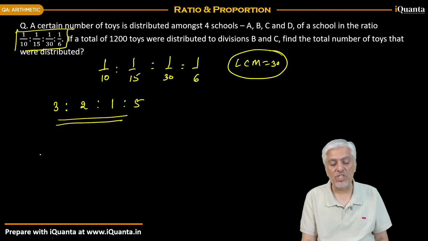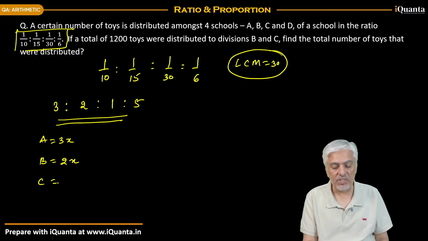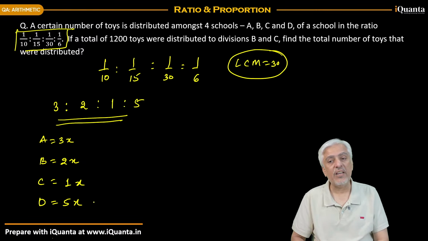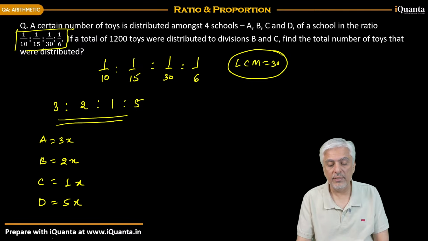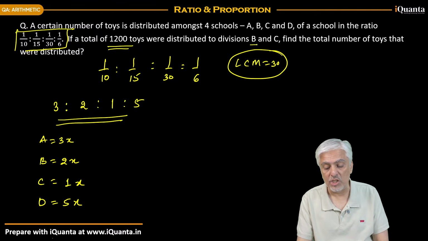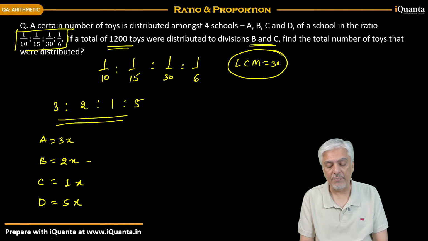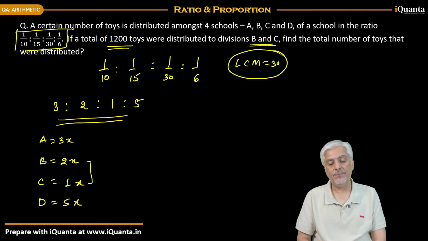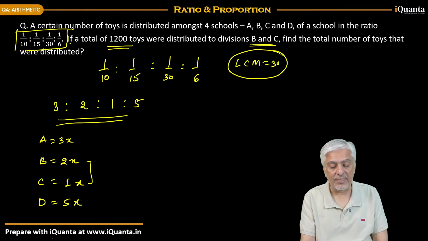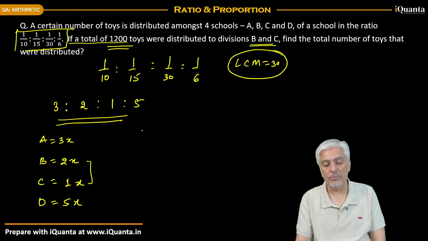So I can say division A got 3x, division B got 2x, division C got 1x, and division D got 5x. Read the question carefully. What have they asked for? Or what have they told further? Total of 1200 toys were distributed between B and C. That means B plus C. Look at this, then don't ask me again, where did you get 1200 from? B plus C is 1200.